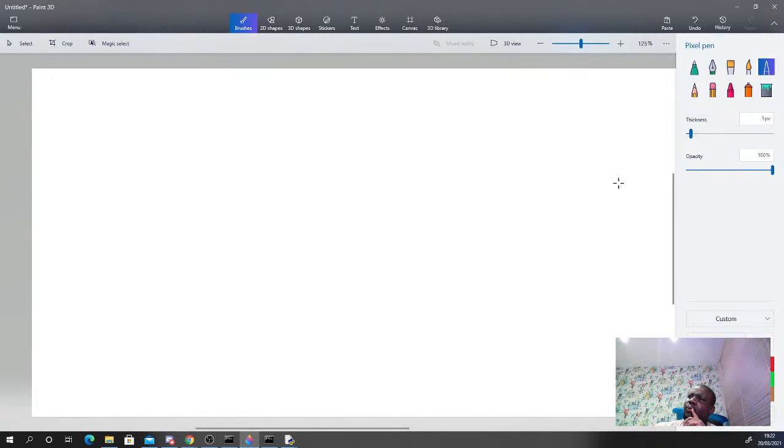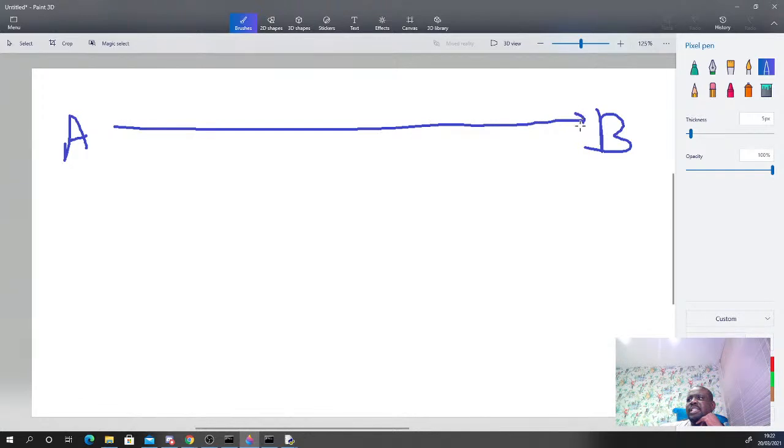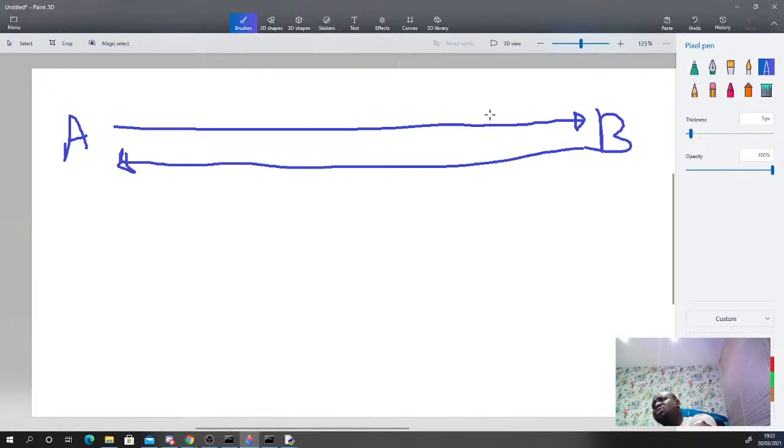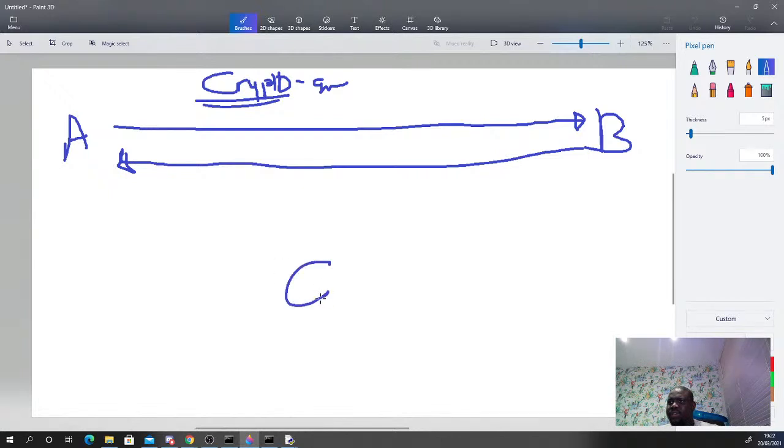If we're two people, I'm A and you are B, and we're sending a letter to each other. I want to send a letter to this guy, and he will send a letter back to me. I'm trying to explain cryptography here. The only way I can send a letter to these two guys is via another person called C.